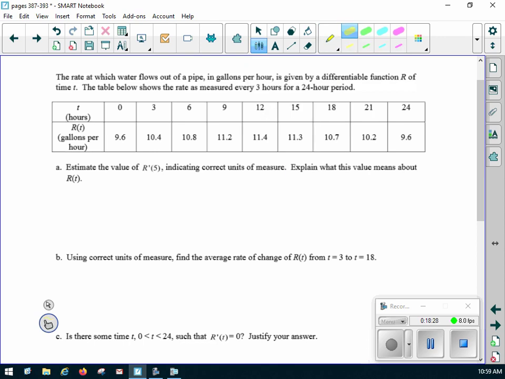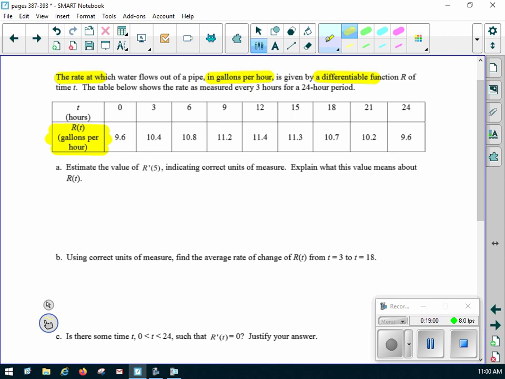The rate at which water flows out of a pipe. Now, look, this is a rate, okay? Does anybody want a highlighter? All right. The rate at which water flows out of a pipe in gallons per hour is given by a differentiable function, r, of time t. The table below shows the rate as measured every 3 hours for a 24-hour period.